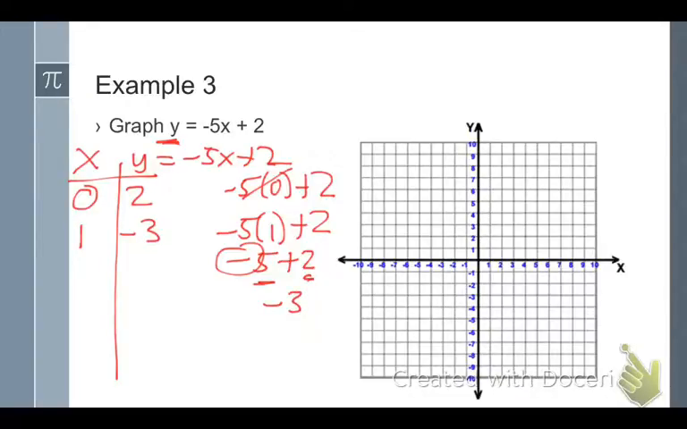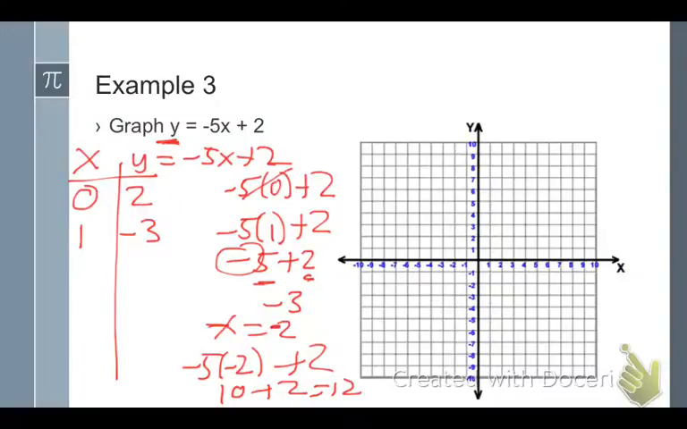And then let's pick x equals negative 2. So if I put in x equals negative 2, I get negative 5 times negative 2 plus 2. Here the signs match and I'm multiplying, so I get a positive 10 plus 2, I get a 12. Now that's going to be a little bit off my graph, so I might want to pick something different, but let's just work with that and see what we would do in that case. You already have 2 points, so it's okay.